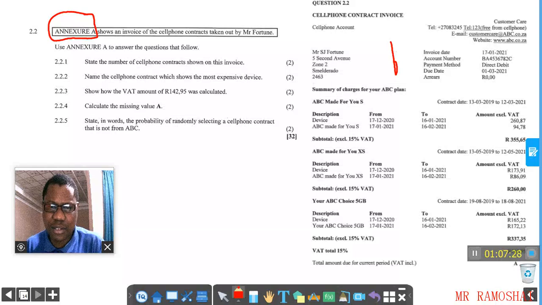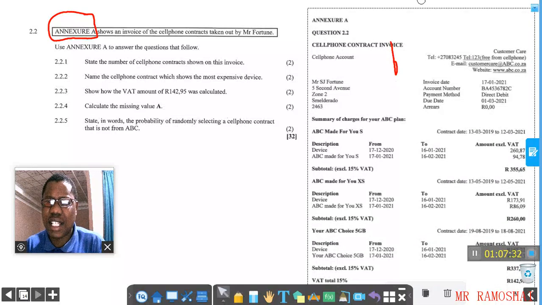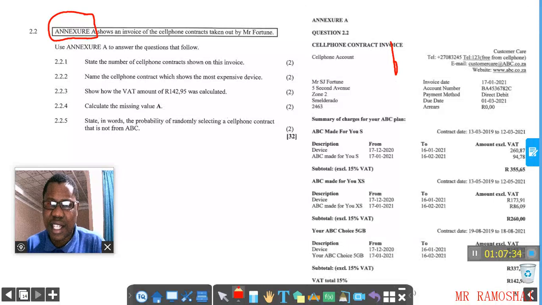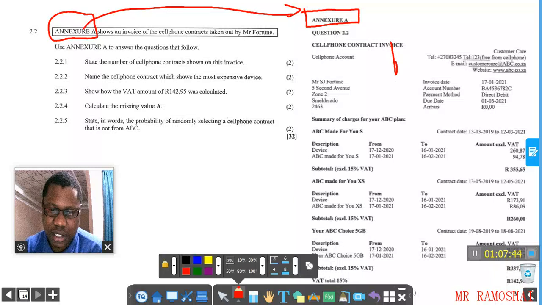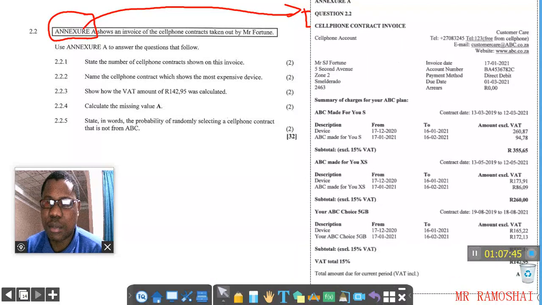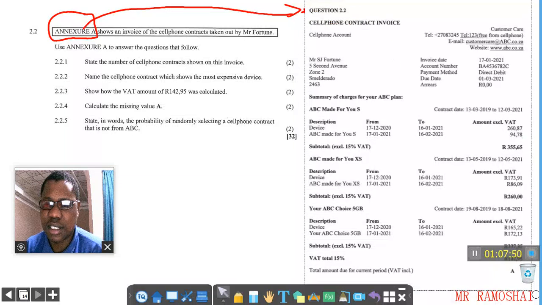So if you check this annexure here, it says annexure A. Therefore, we are correct to use this annexure because it is the same as what they say we must use. This is annexure A. So that's what I wanted to show you. Right, let me put it back so that we can see. I'm interested in seeing those amounts there.